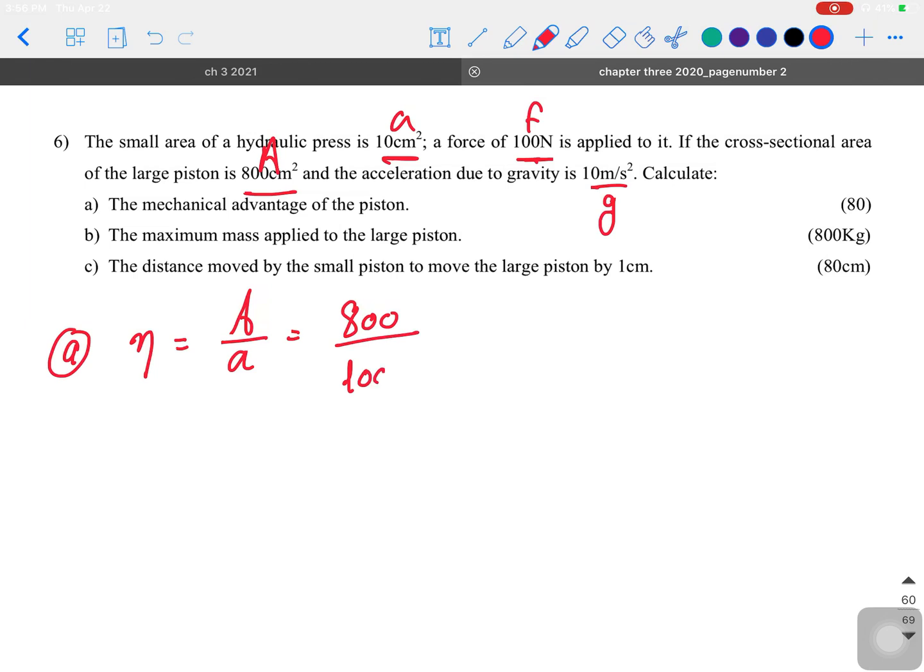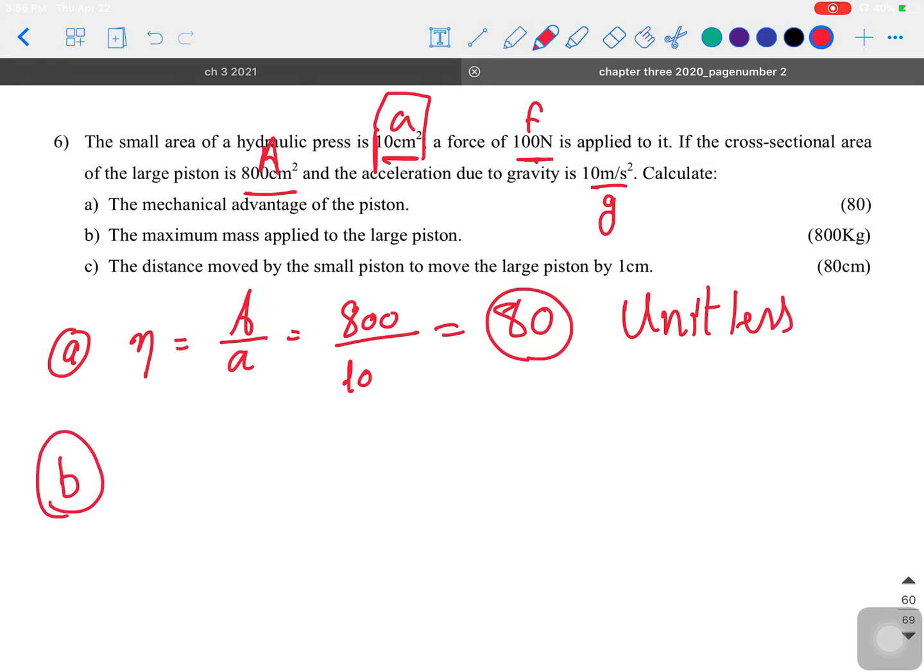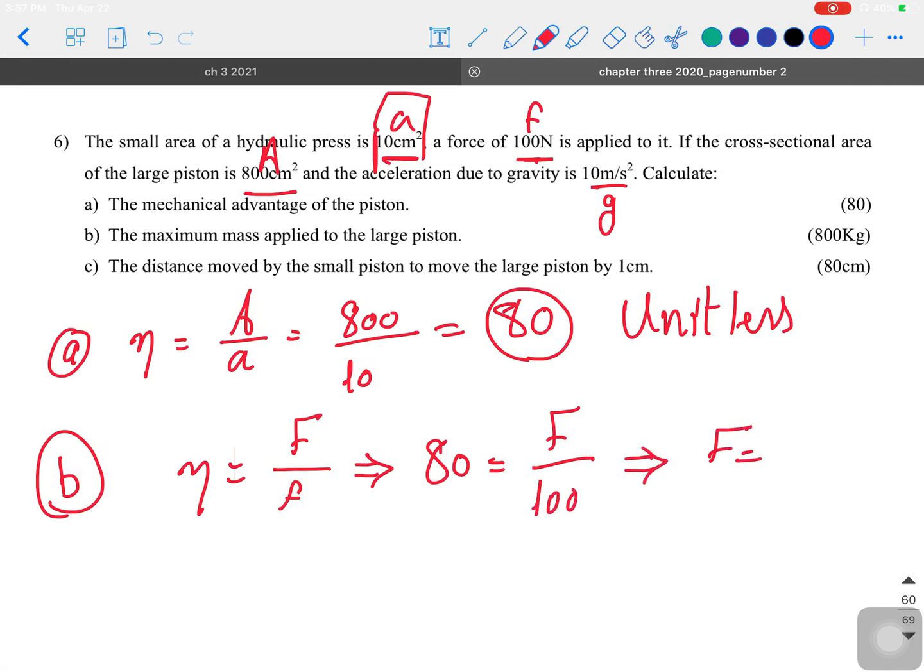800 over 10, not 100. The value is 10 here, equals 80. It is unitless, has no unit. Number b, the maximum mass. I think eta equals F over small f, 80 equals F over 100, then F equals 8000, then mass equals F over g, which means 800 kilogram.